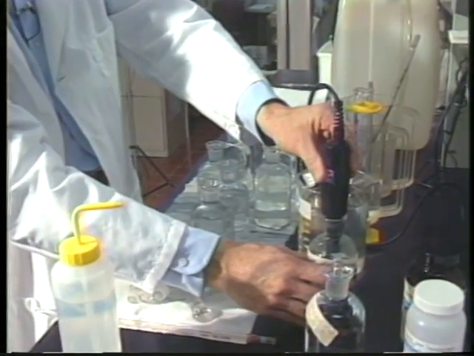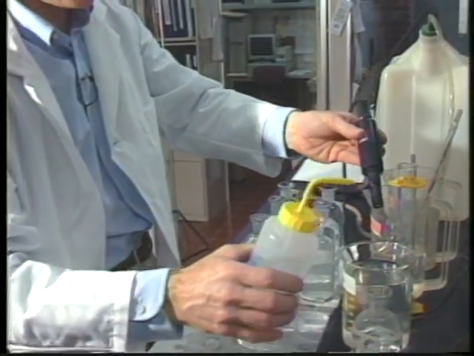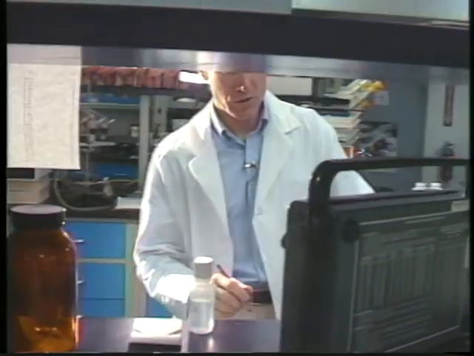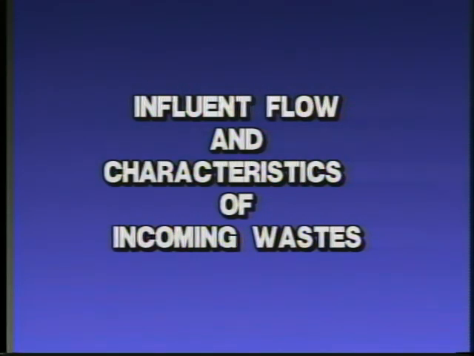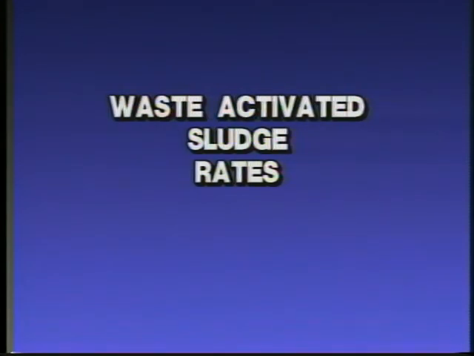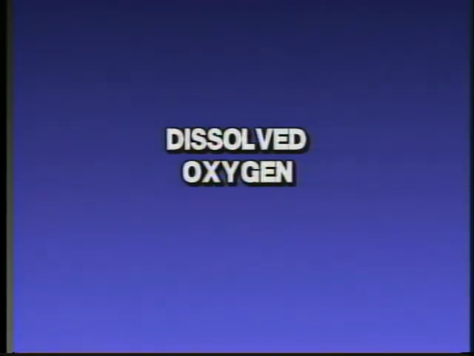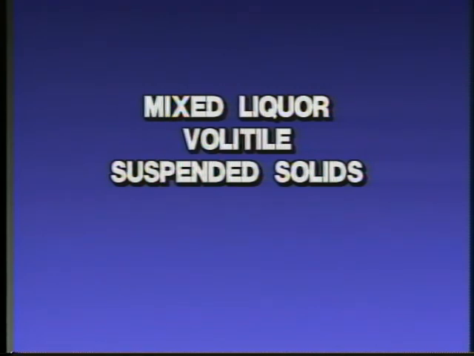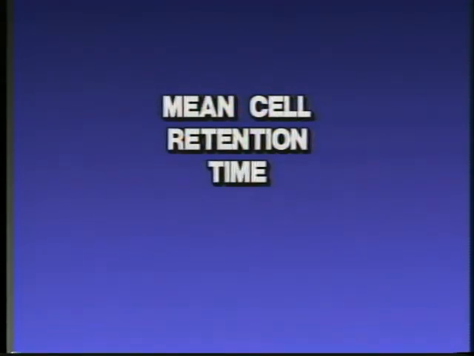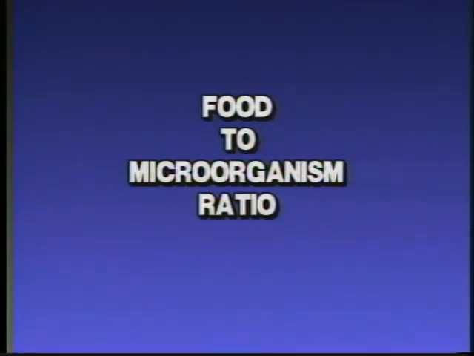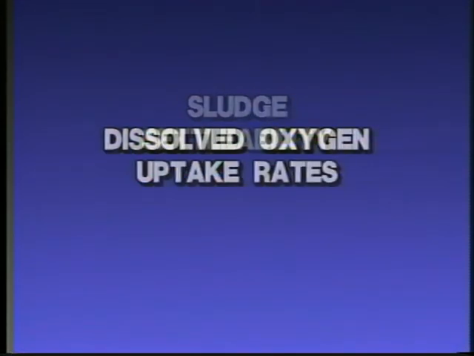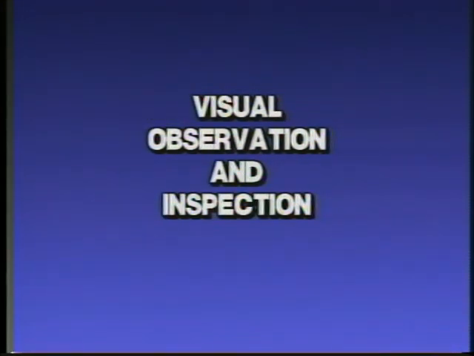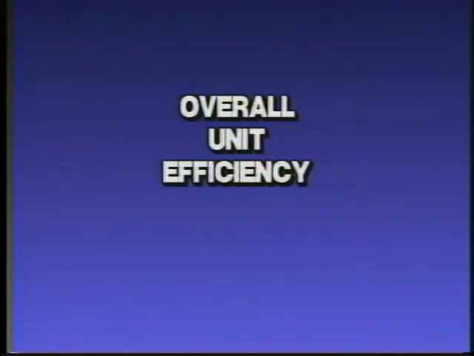Examples of some of the process control information that needs to be collected or calculated, and lab work that operators should perform at an activated sludge facility include influent flow and characteristics of incoming wastes, return activated sludge rates, waste activated sludge rates, dissolved oxygen, pH, temperature, mixed liquor suspended solids, mixed liquor volatile suspended solids, mean cell retention time, food to microorganism ratio, sludge settleability, dissolved oxygen uptake rates, microscopic examination of organisms, visual observation and inspection, and overall unit efficiency.